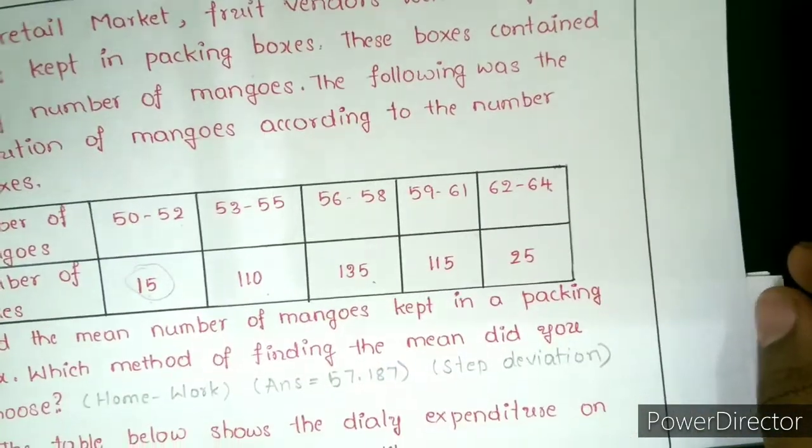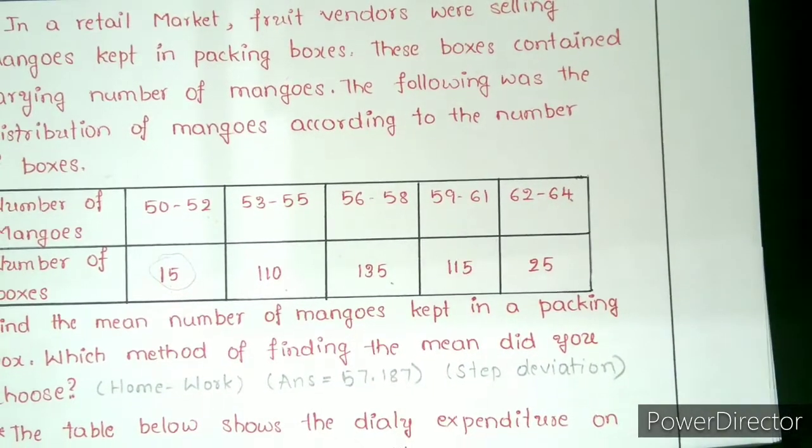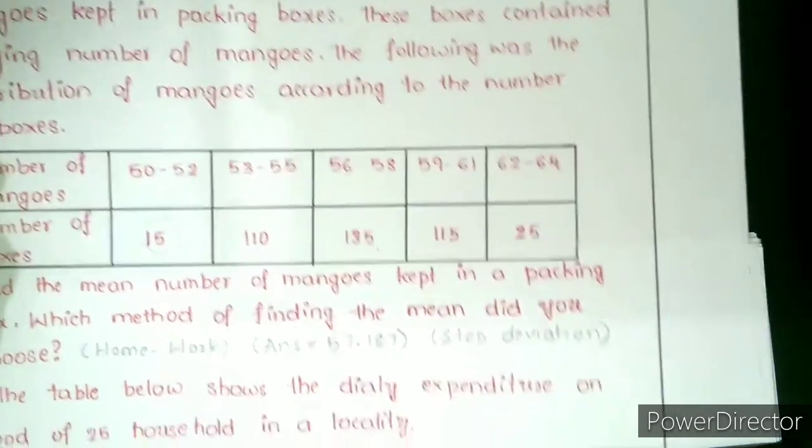Find the mean number of mangoes kept in a packing box. Which method of finding the mean did you choose? Homework. Answer is 57.187. We choose the step deviation method.